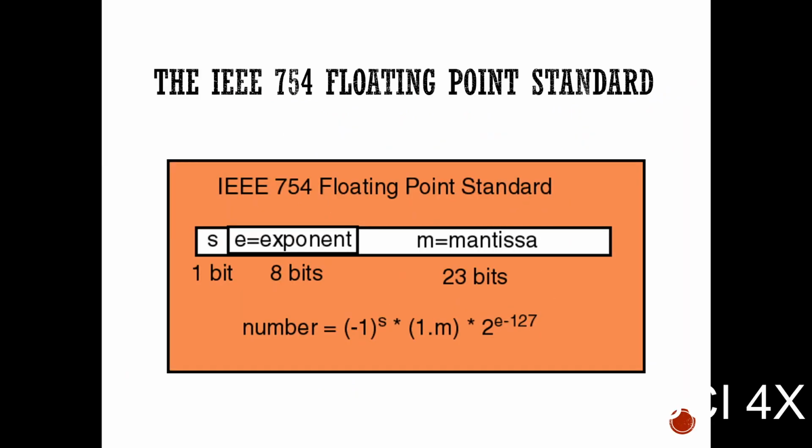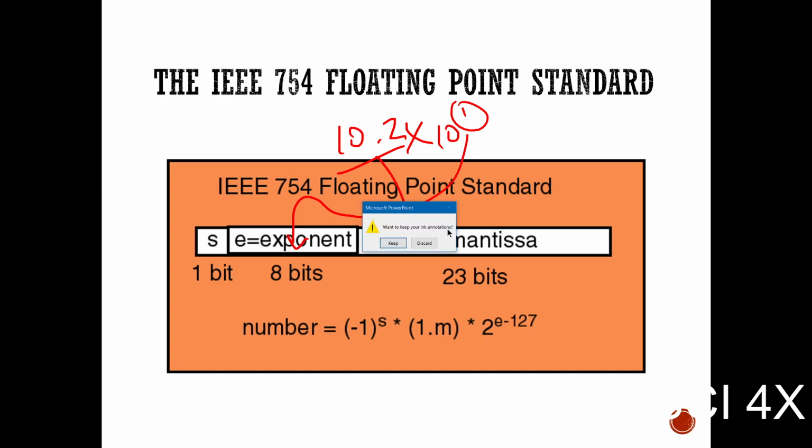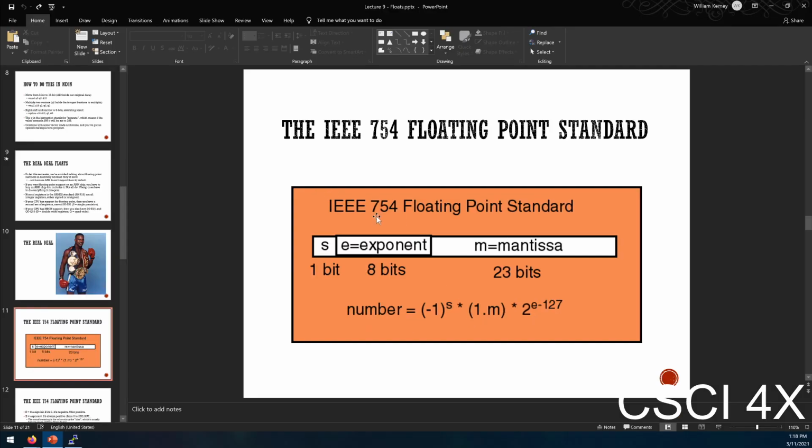So, yeah, that's kind of 10.2 is valid scientific. So if you wanted to just say 10.2, it'd be 10.2 times 10 to the 1st, right? So this part is the mantissa, that part is the exponent, but the actual details we will cover in a second.